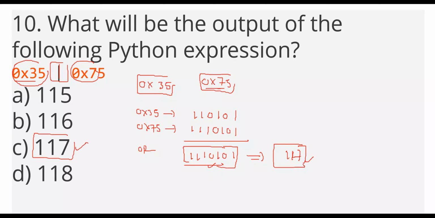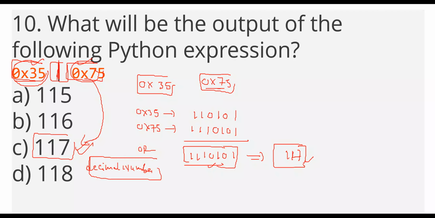Whatever the type may be, binary, hexadecimal, or octal, if you want to perform a bitwise operation, internally the numbers will be converted to binary form. Between these two binary forms, the bitwise operation will be performed, and finally the result will be shown in the form of a decimal number. So 117 will be the answer for this question.